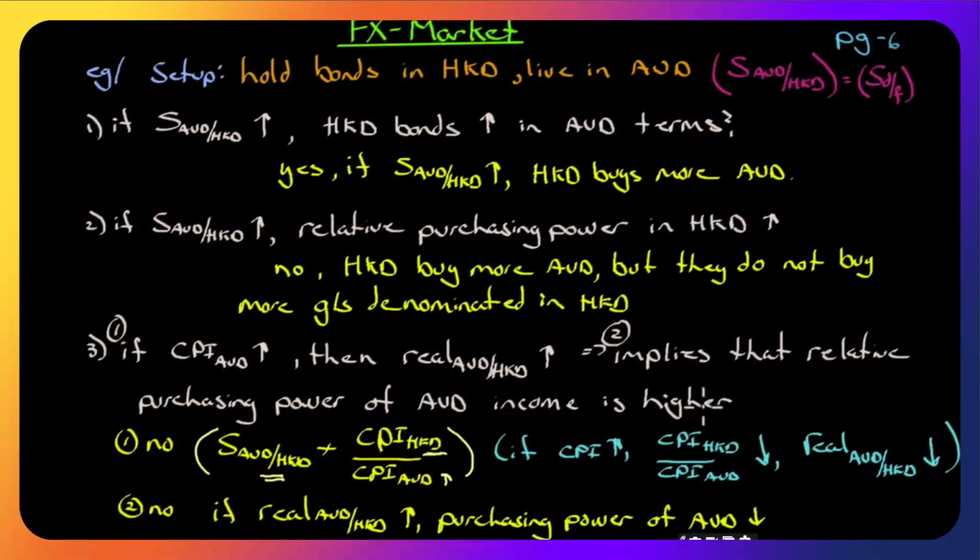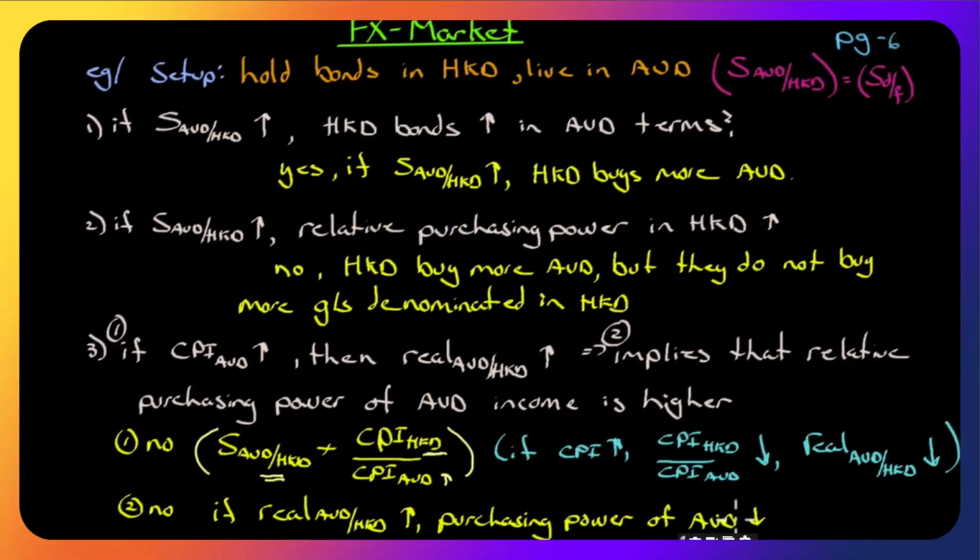Well, what about this second statement? Now, this second statement rests on the assumption that the real exchange rate had increased. So it's saying if this happens, then this happens, and if this is the case, then this. Well, if the real exchange rate was higher, would number 2 be true? It implies that relative purchasing power of Australian income is higher. No. If the real exchange rate increases, the purchasing power of the Australian dollar decreases.